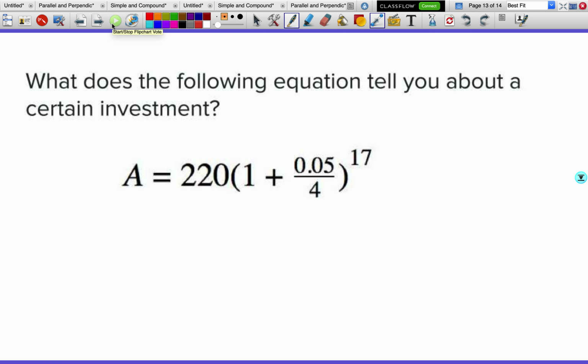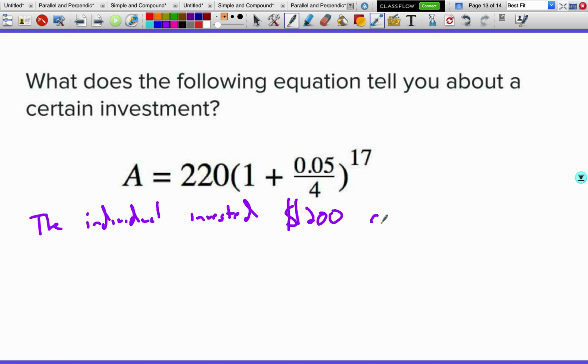All right, what does the following equation tell you about a certain investment? So now that the equation is filled in, can you tell me what this person invested? So the individual invested $220 at 5% compounded quarterly. That's from that 4, which means 4 times per year.